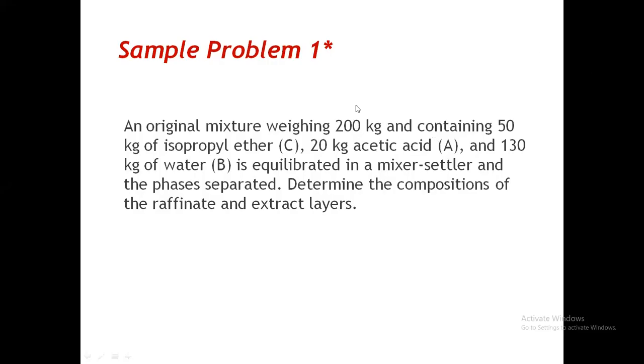So with our sample problem in here, with a mixture of 200 kilograms of 50 kilograms isopropyl ether, 20 kilograms acetic acid, and 30 kilograms of water, in a simple extraction equipment consisting of a mixer settler, we are to determine the compositions of the two phases that could be separated. Now, these two phases that can be separated are your raffinate and your extract layers.